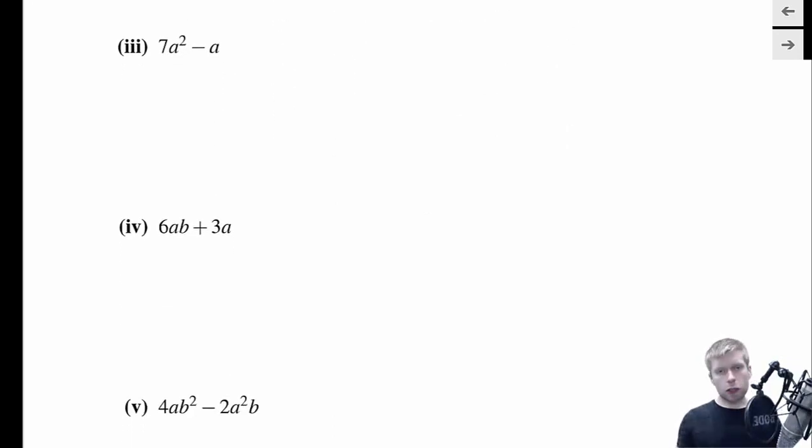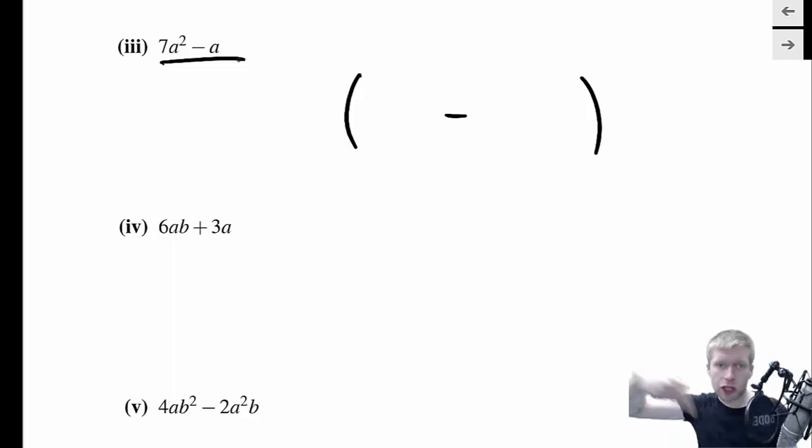Okay. Have a look at this one then. So I set up my bracket first of all. I keep my sign the same in the middle. Then I say, right, what is common to both of these terms? Well, there's no numbers in common anymore, but there is a letter. It's a. There's an a squared and an a. The thing which is in common to both is an a. So let's pull an a out.